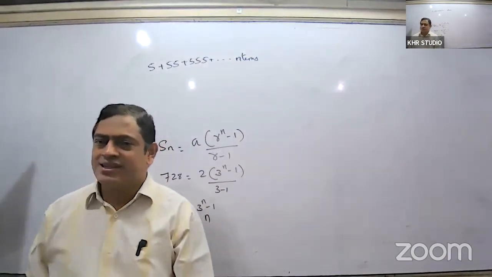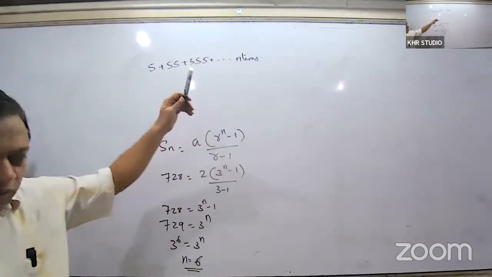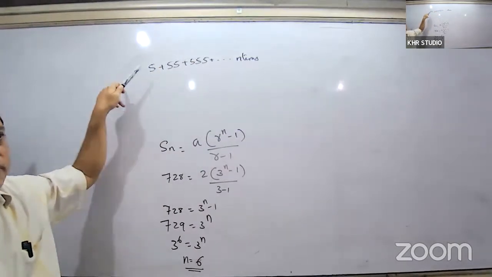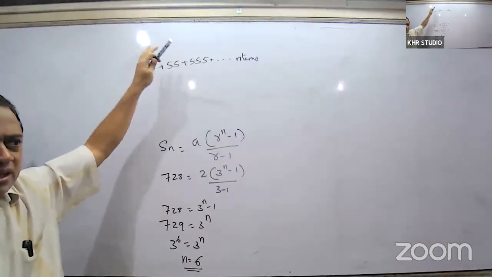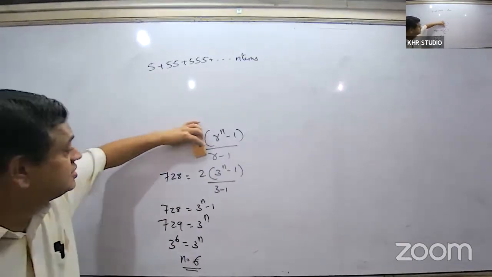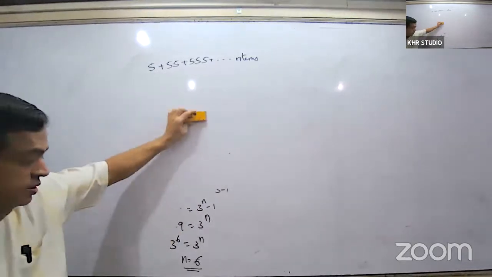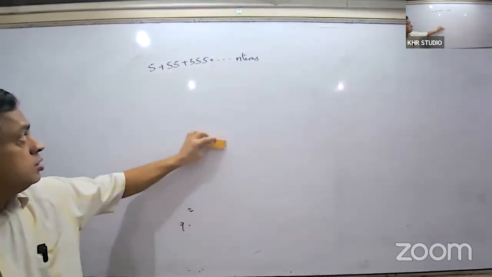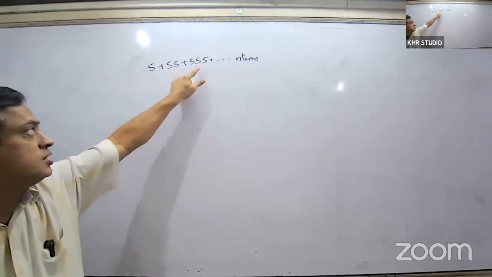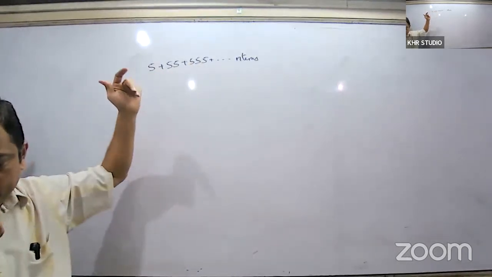Now, this same question can be 1 plus 11 plus 111 etc. or 2 plus 22 plus 222, like any one. All of them we are going to do in the same form. If you look at this sequence, it's not a GP. Is it a GP? No. How do you find out? 55 divided by 5 is 11, but this will not be 11. It's neither AP nor GP.